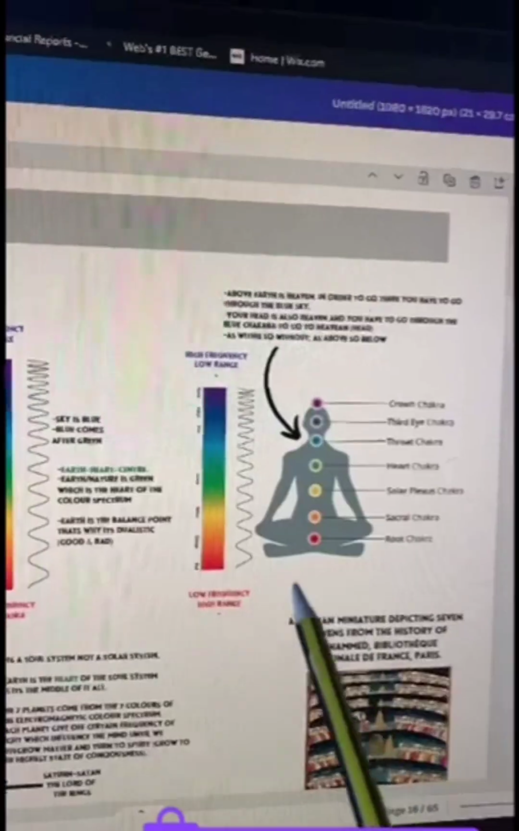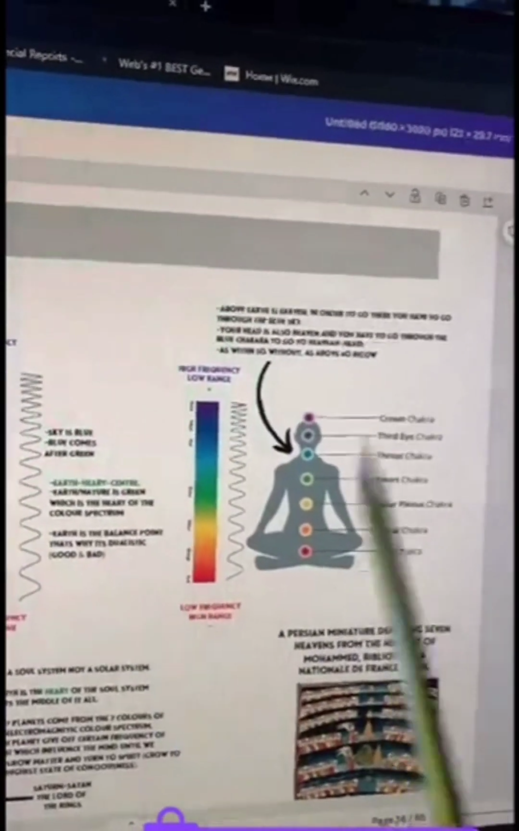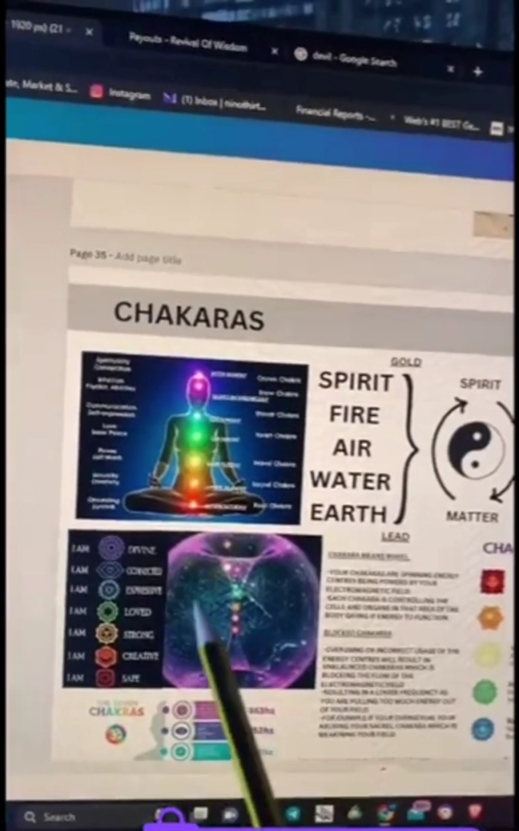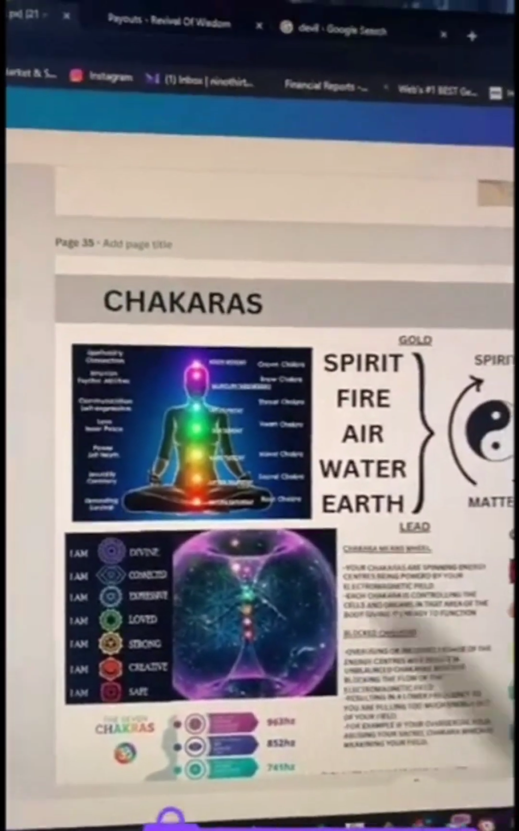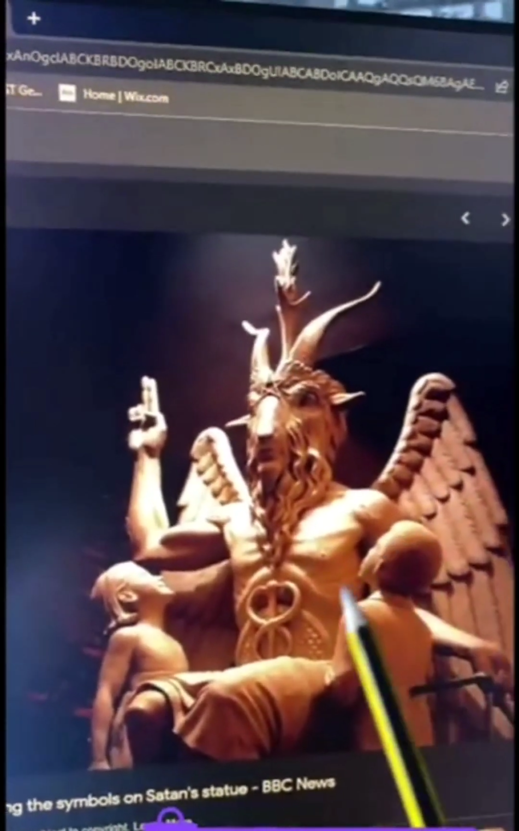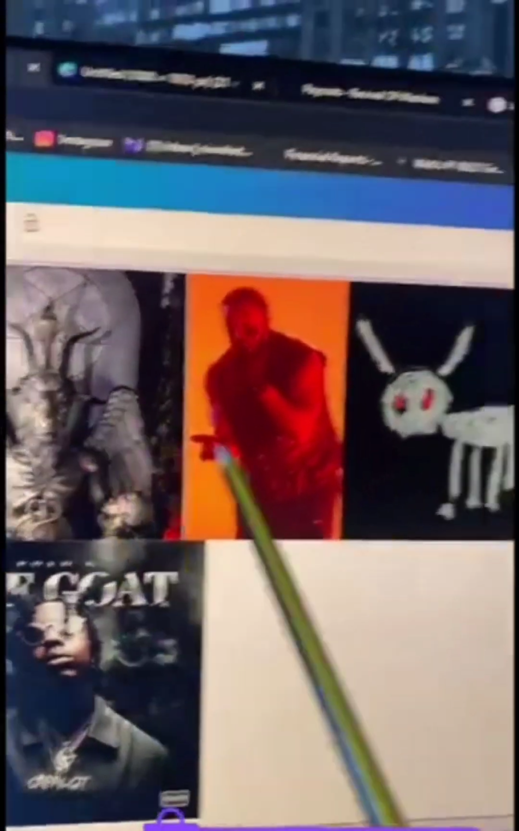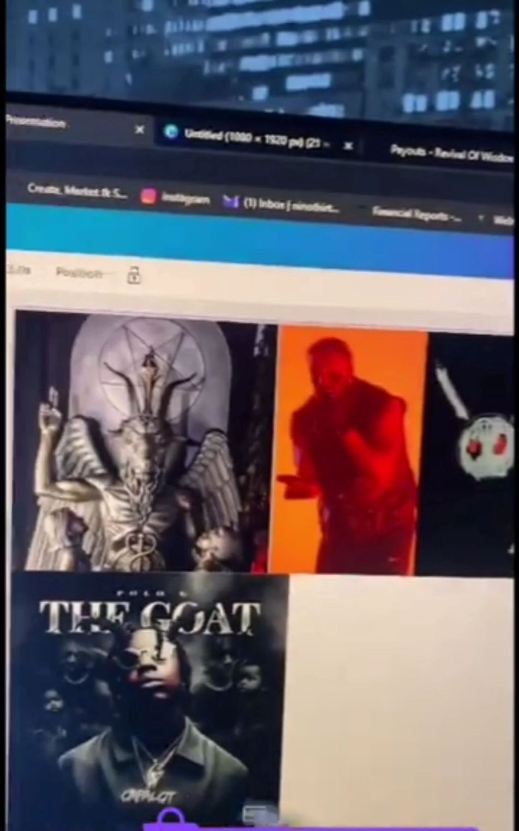The devil is red because it's the lowest vibrational color, which is the root chakra. The root chakra is all to do with survival mode. In order for you to survive, you will kill and be in your animal nature. This is why the so-called devil has a goat head. The same goat you see in the music industry. This is why you call them the goat.